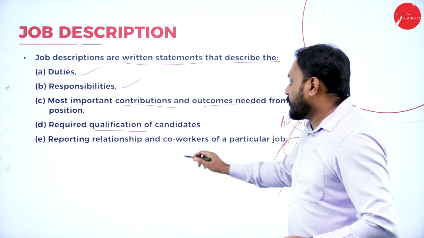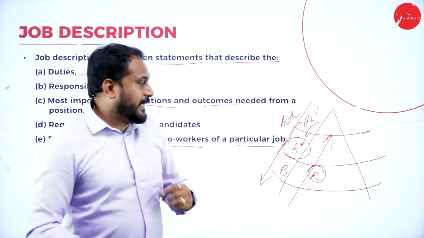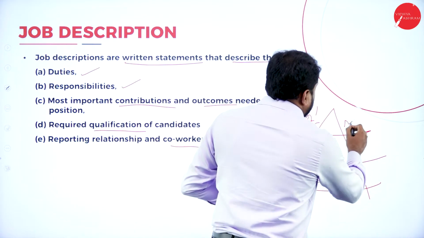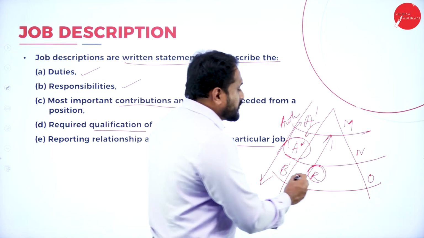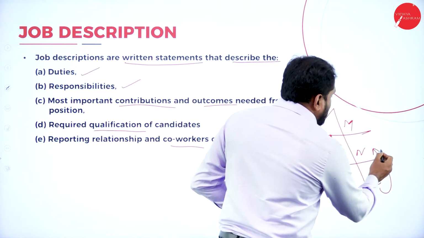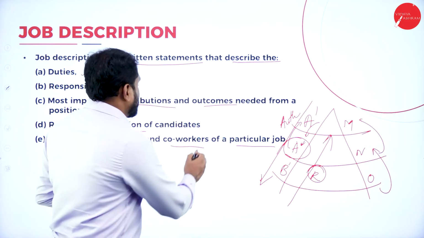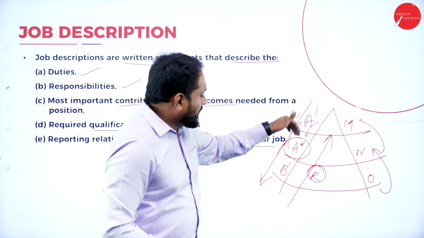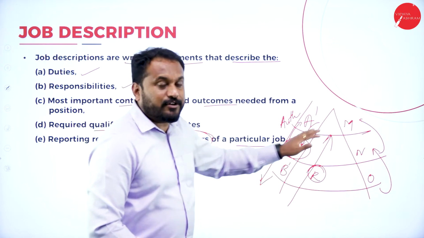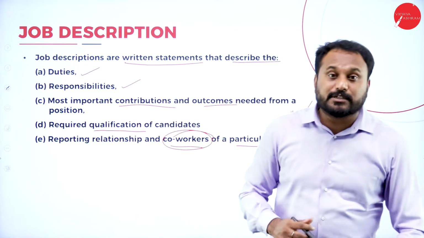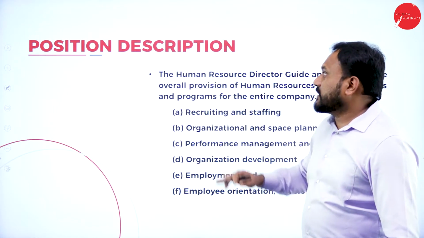Reporting relationship and co-workers of a particular job. Now please understand, when it comes to reporting, right? Here we have something called M, N and O. Now O should only report to N, N will report to M. That is called reporting. And when we go with co-workers, A dash, A, B dash, M, N, O, they are the co-workers. You will have a very good relationship between the co-workers as well if you go for a proper job description.